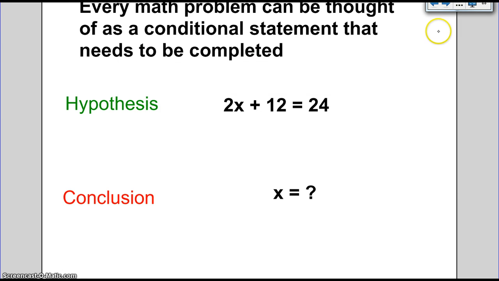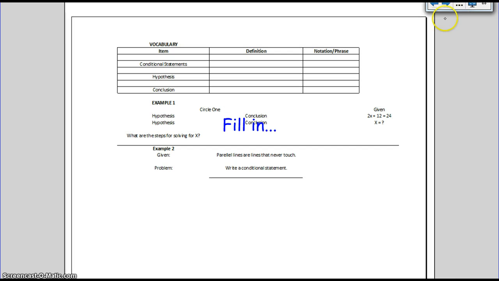So every math problem can be thought of as a conditional statement that needs to be completed. This right here is an equation. They say if 2x plus 12 is equal to 24, then x equals what? So the conclusion is x equals what? If this is true, then x is equal to what? So make sure you fill in your notes, okay?